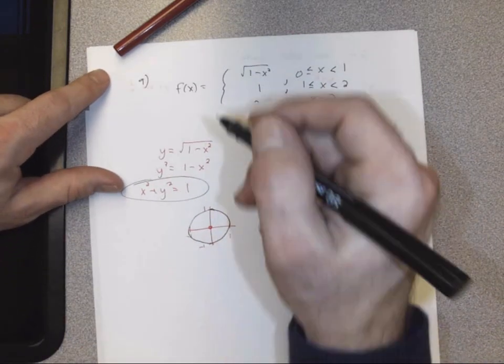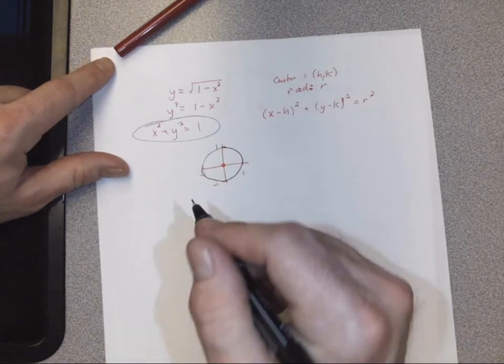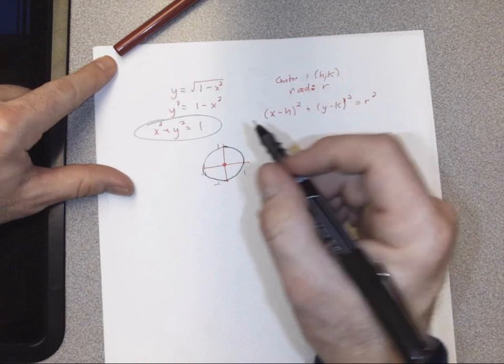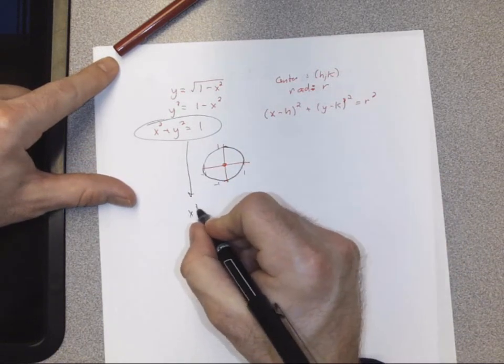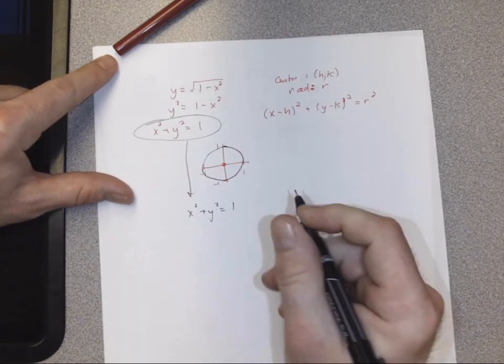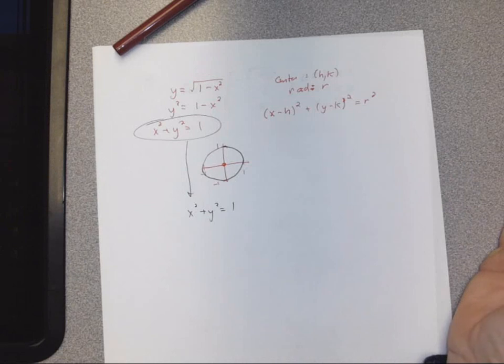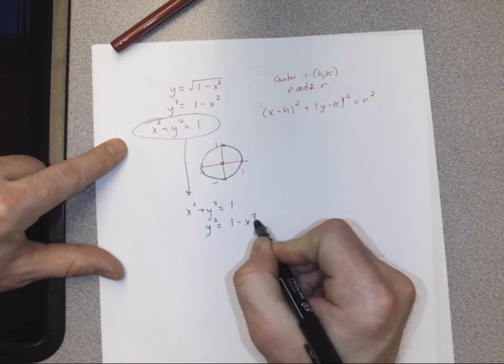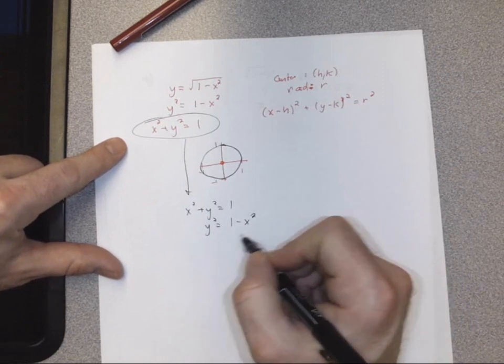Now, we have to be careful here. Is this thing a function? Okay, so let's talk a little more about this. If I have x squared plus y squared is equal to 1, if I want to turn this into a function, I have to solve it for y, right? So I'm going to go backwards. Solving for y, I'd have y squared is equal to 1 minus x squared. And then I'd have to square root both sides, right?